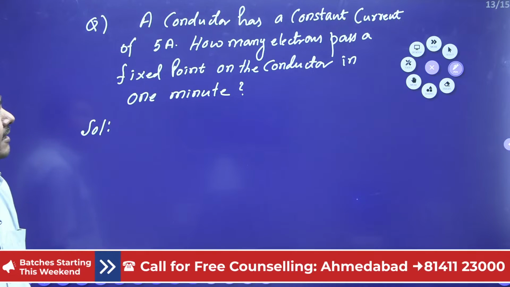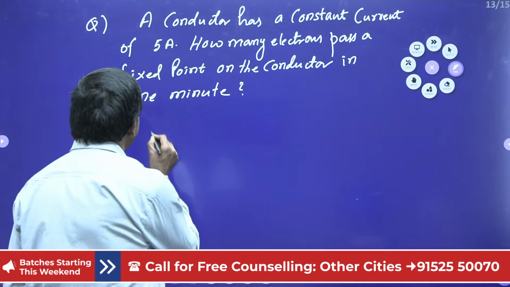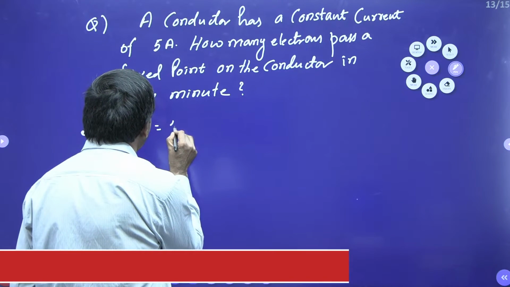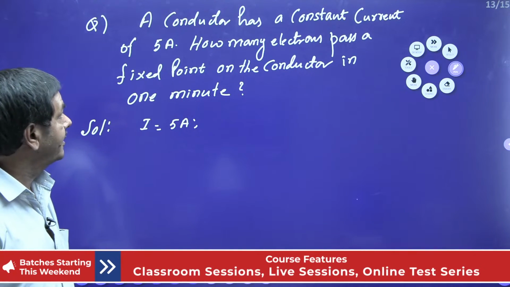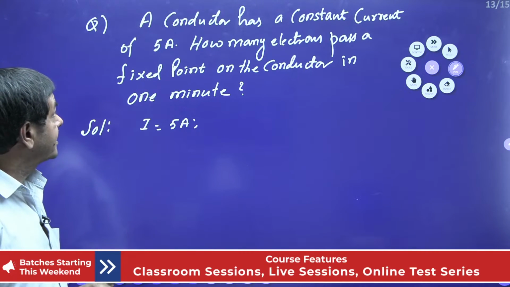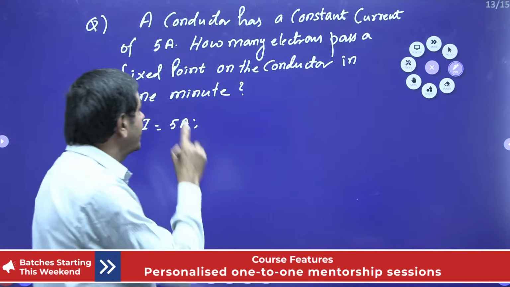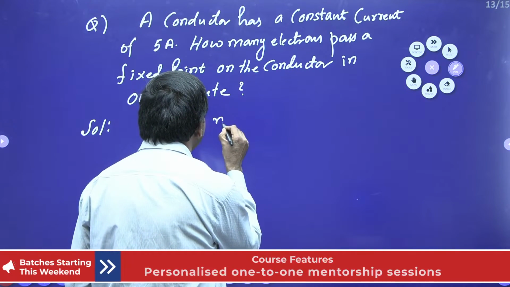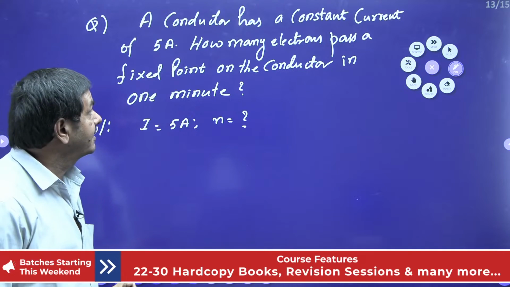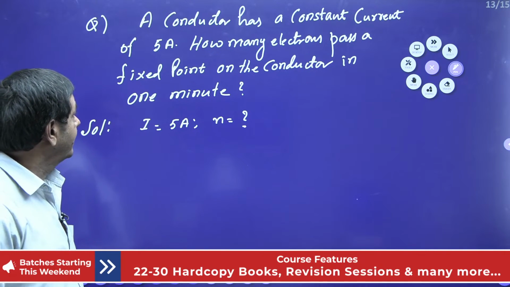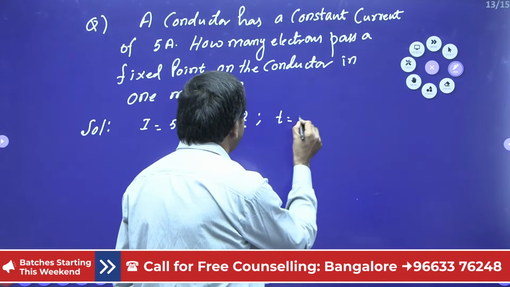A conductor has a constant current of 5 amperes, it is given. How much current is passing in the network? I equal to, we can put directly 5 amperes only. The current which is passing in the conductor is 5 amperes. How many electrons pass a fixed point? How many number of electrons are passing because of this current? Number of electrons I want. N equal to how much? Number of electrons passing a fixed point on the conductor in 1 minute is given. Time t is given as 1 minute.